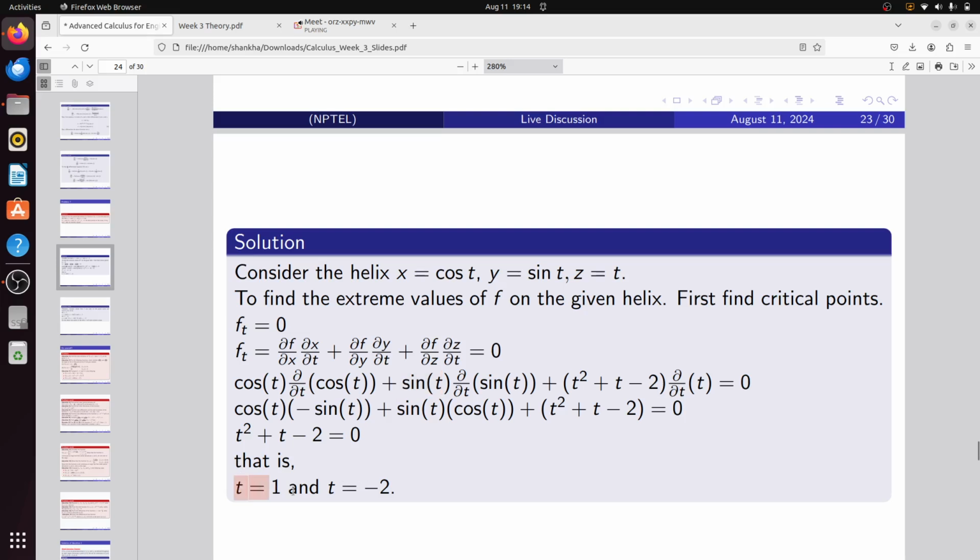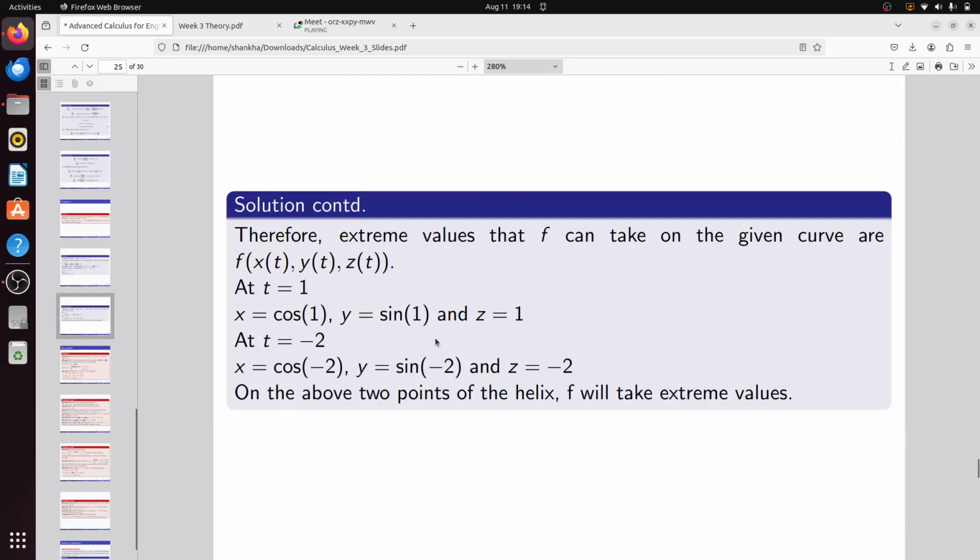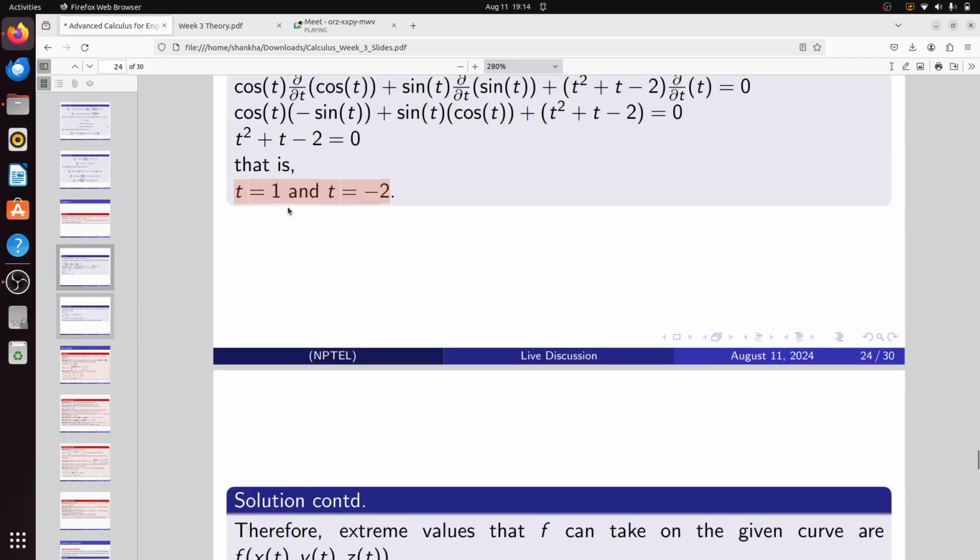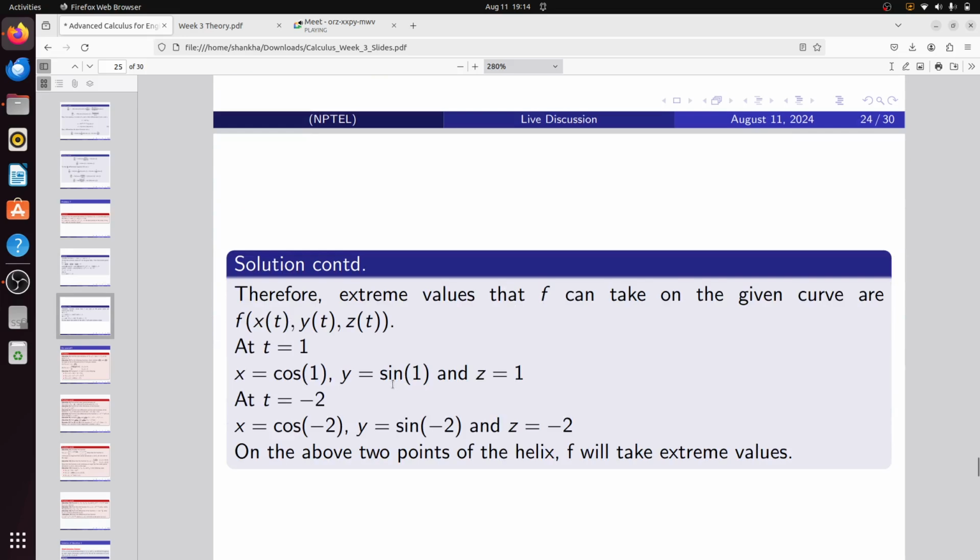So these are the 2 points where you can have extreme values. Therefore the extreme values that f can take on the given curve are f of x(t), y(t), z(t) at t equal to 1 and t equal to minus 2. If t equal to 1, x equal to cos 1, y equal to sin 1 and z equal to 1. For t equal to minus 2, x equal to cos 2, y equal to minus sin 2 and z equal to minus 2. So on the above 2 points of the helix, f will take extreme values. Is it clear? Yes, sir. Okay.